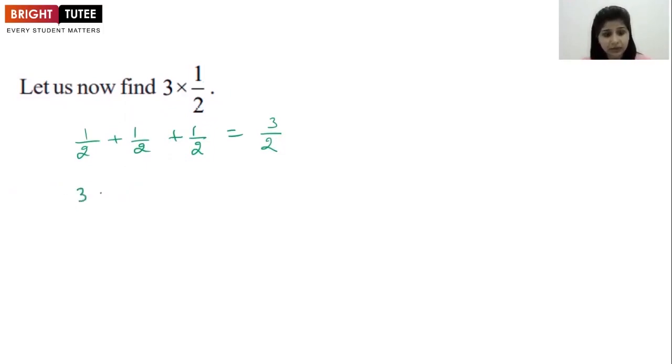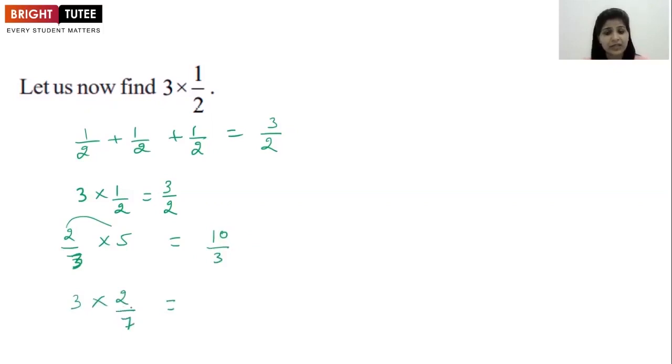3 upon 3 into 1 upon 2. What is it? 3 upon 2. Then can you tell me this thing, if I have 2 upon 3 into 5, how will you do it? Multiply it with the whole part, 10 upon 3, right? Similarly, students, if I have 3 multiplied with 2 upon 7, so 3 2s are 6, we will get 6 upon 7.